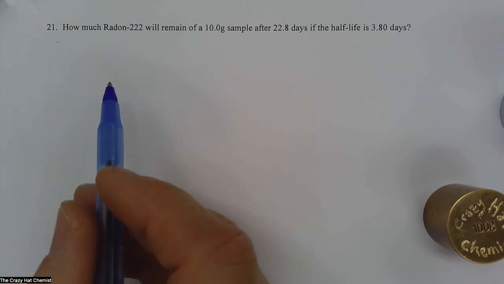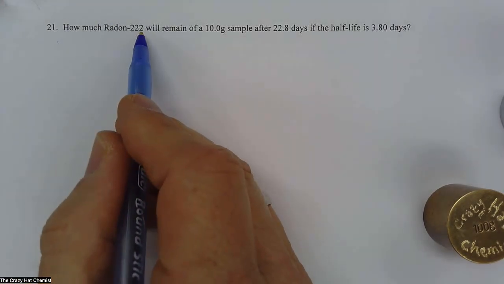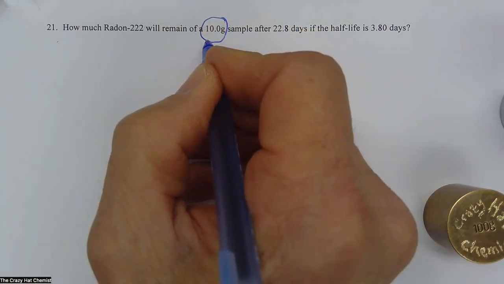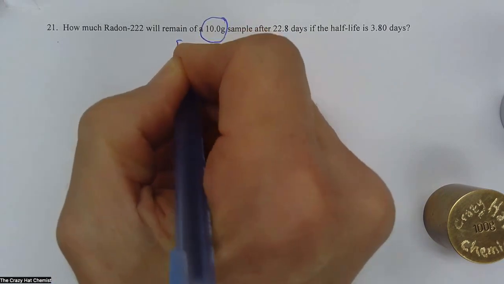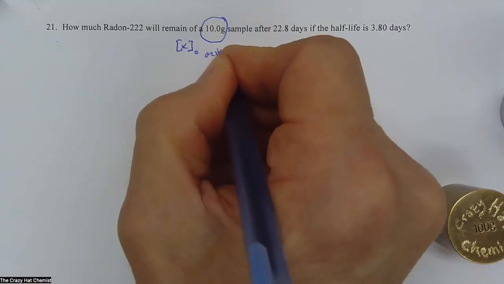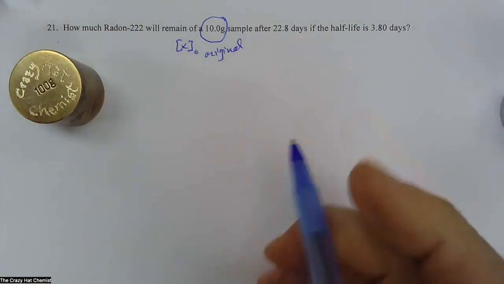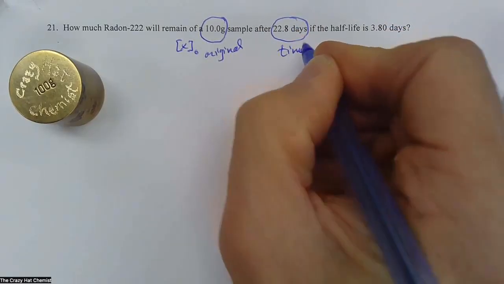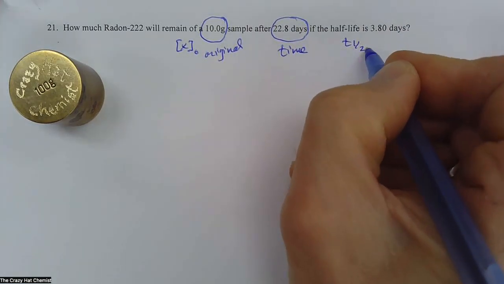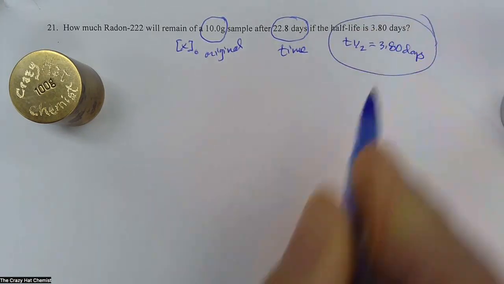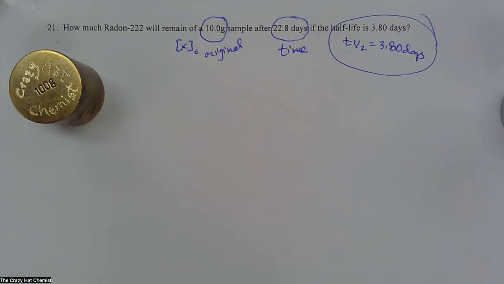It says, how much radon-222 will remain of a 10-gram sample after, so this is the original amount, so this is x sub naught, this is original. After 22.8 days, so this is time. The half-life, T of 1/2, is equal to 3.80 days. So this is the half-life. Cool. So let's see what we can do in solving this problem right here.